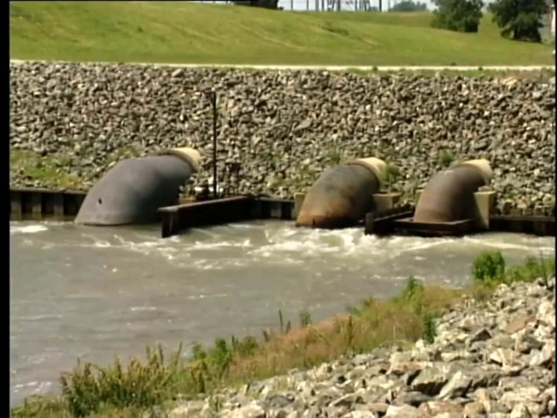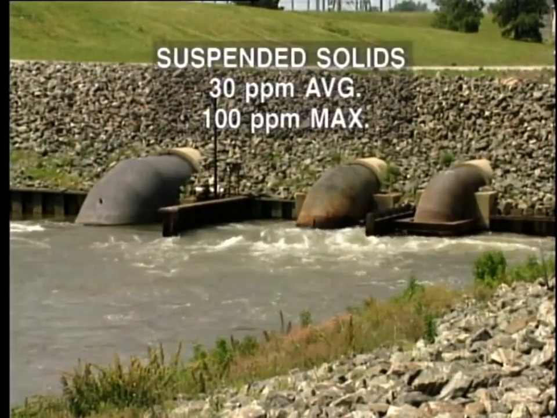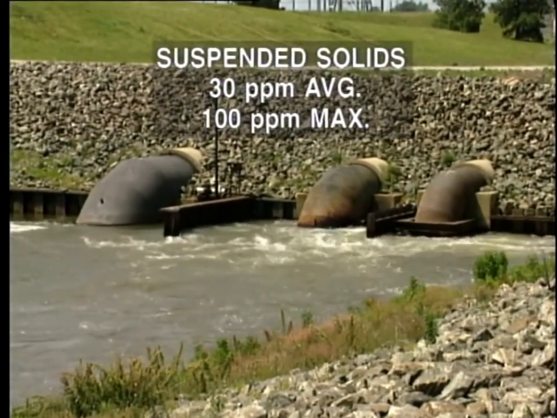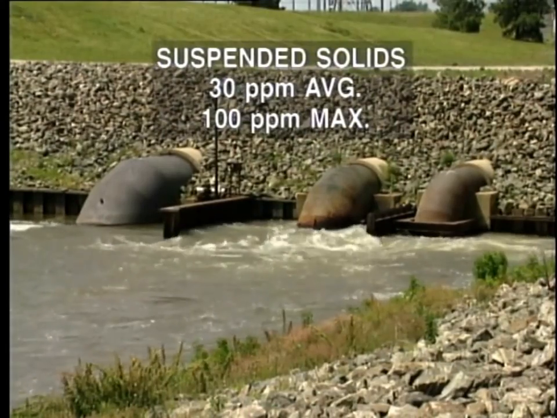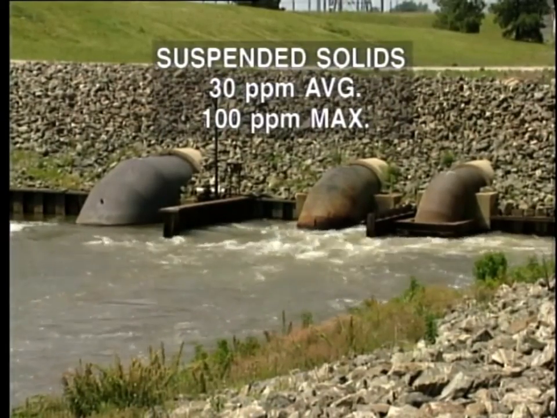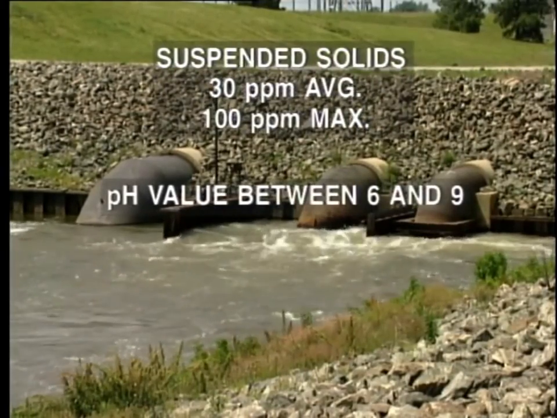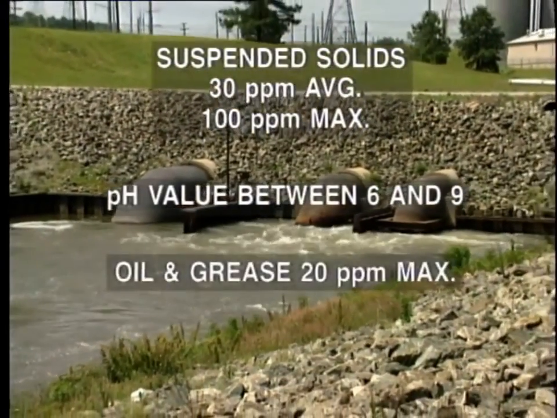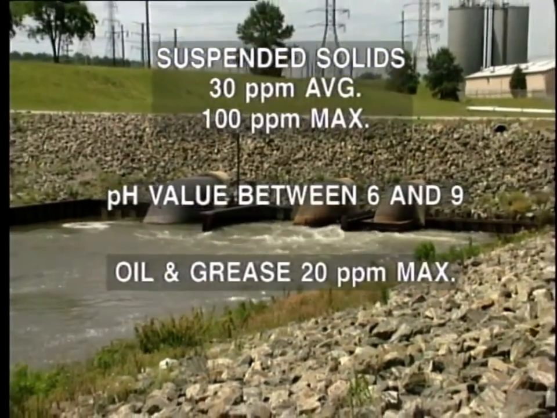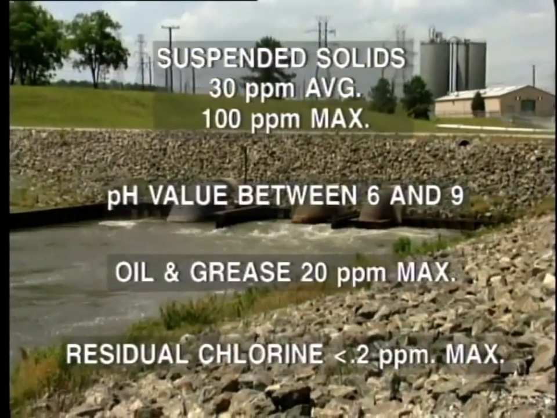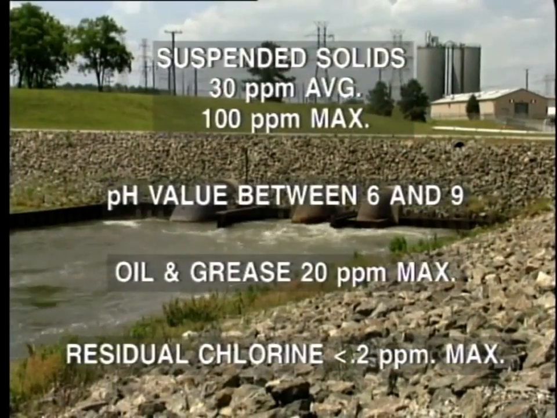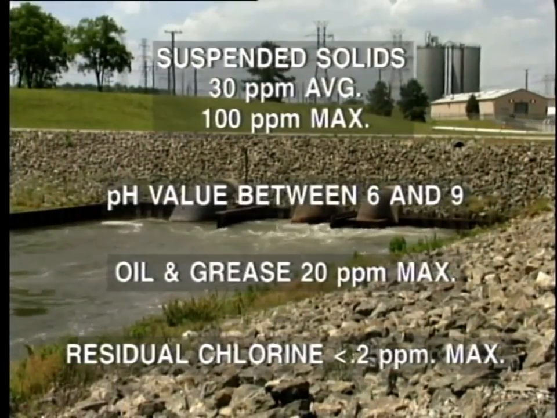Let's now turn our attention to the cleanup required for liquid effluent. Typical limits set on discharge effluents indicate that suspended solids should be limited to an average value of 30 ppm and 100 ppm maximum. The pH value should be between 6 and 9. Oil and grease must be limited to 20 ppm maximum. The residual chlorine must be kept below 0.2 ppm maximum.